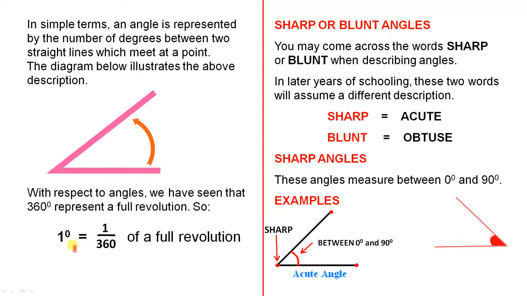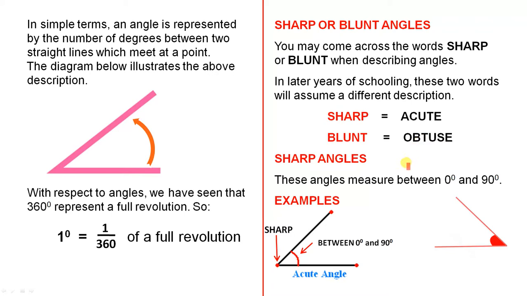So, 1 degree is 1 over 360 of a full revolution. So 1 degree is quite small when you consider that there are 360 degrees in a full revolution. Sharp or blunt angles. You may come across the words sharp or blunt when describing angles. In later years of schooling, these two words will assume a different description. The sharp angle is called acute, and the blunt angle is called obtuse. I might start using those now.